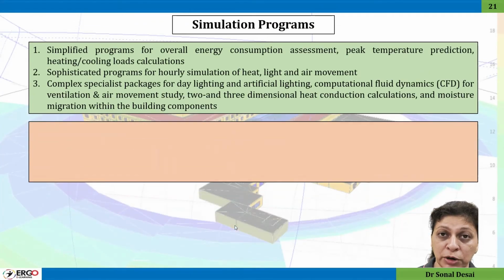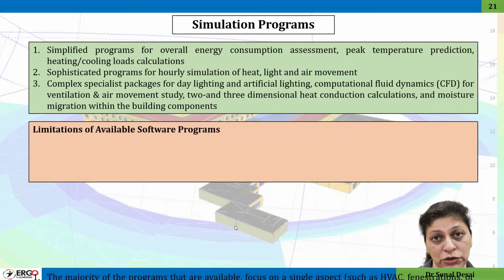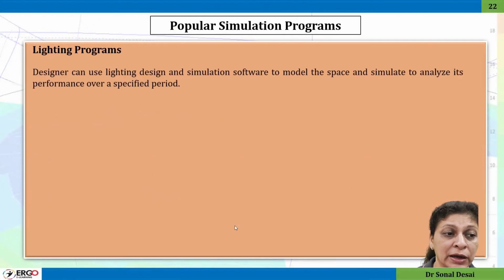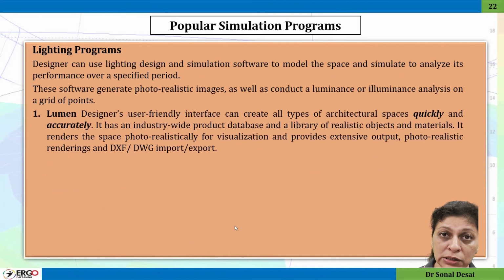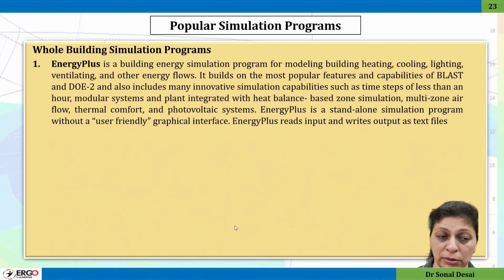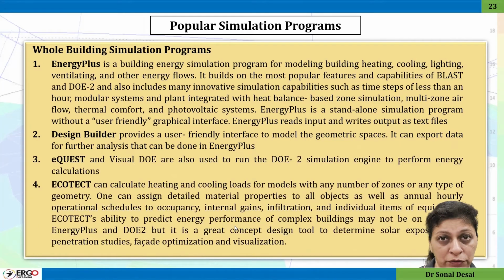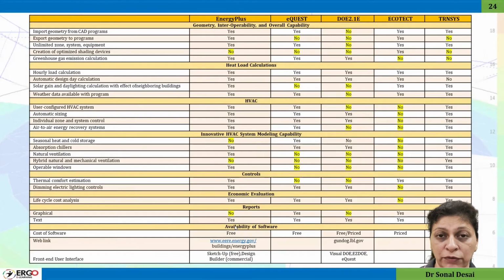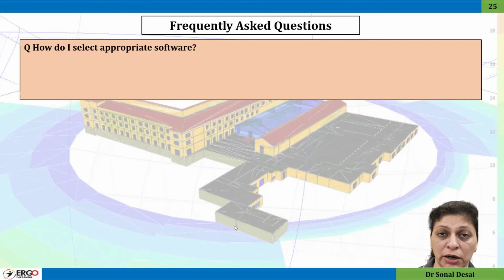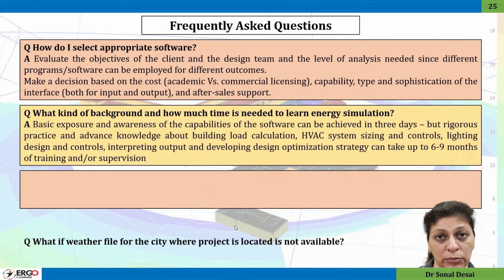Different types of simulation programs, starting from basics to the most complicated ones, which involve CFD or 3D analysis, are covered. Different popular modeling programs for lighting as well as for whole building simulation are mentioned with their features in a summary sheet, showing what facility each one has got. And there is a list of some questions which are normally related to the energy modeling process.